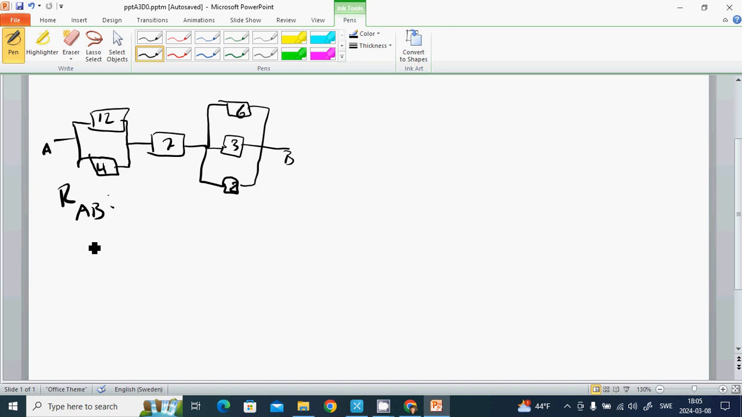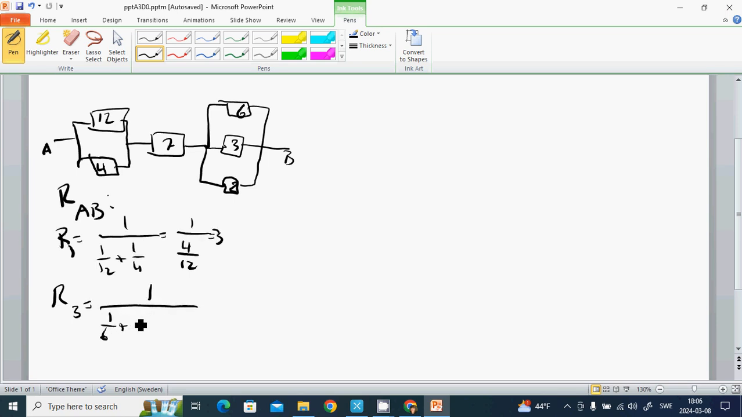Then the first, R1 equals 1 divided by, 1 divided by 12 plus 1 divided by 4 plus 1 divided by 6, and here R3 equals 1 over 6 plus 1 over 3 plus 1 over 2. It is 1 plus 2 is 3 plus 3 is 6, 6 divided by 6, this is 1. Then RAB equals 3 plus 7 plus 1, which is 11 ohm.